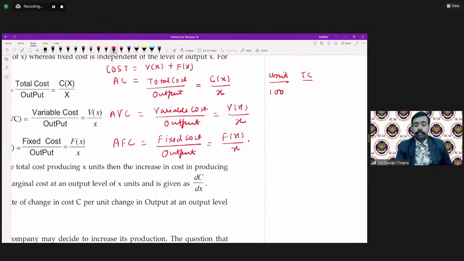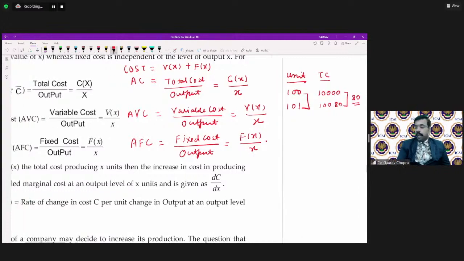Let's say for making 100 units, the total cost is 10,000, and for making 101, the total cost is 10,080 rupees. So for making this one additional unit, how much is the additional cost? That is only 80 rupees. So we can take the difference of these costs, and this is simply known as the marginal cost. So all these concepts you might have studied in the chapter on cost in the economics subject. Okay. So these were the basic concepts, and now we have to apply the derivative here.